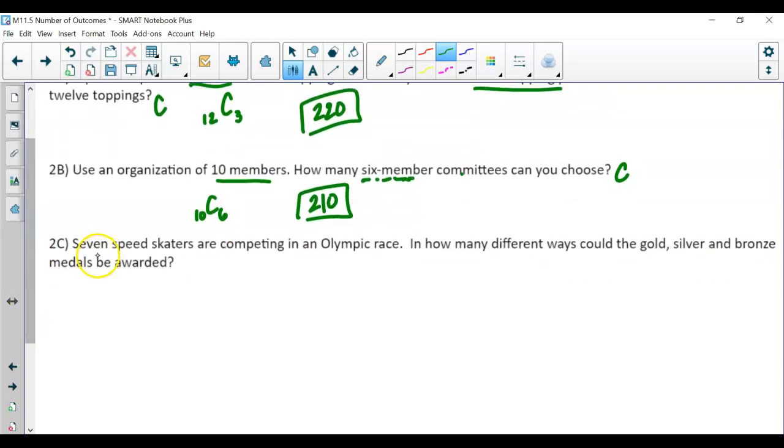Now 2C, 7 speed skaters, but how many different ways could the gold, silver, and bronze? So notice now the order matters. So this is your permutation. This is your permutation here. And there are 210 different ways that they could finish.